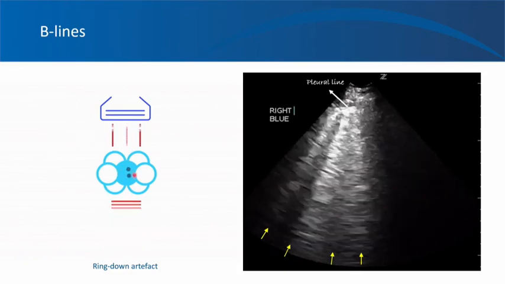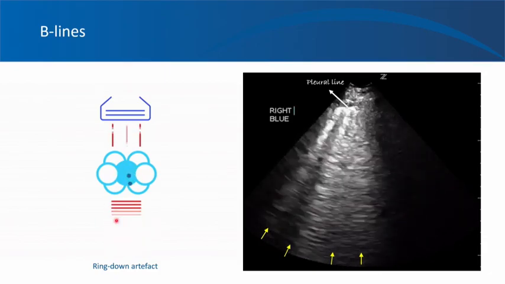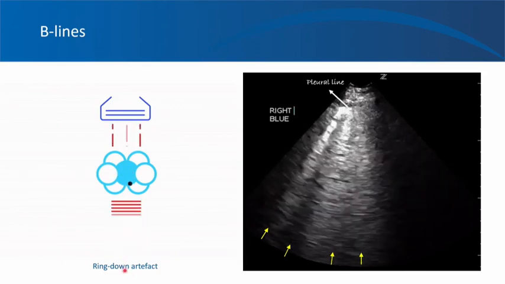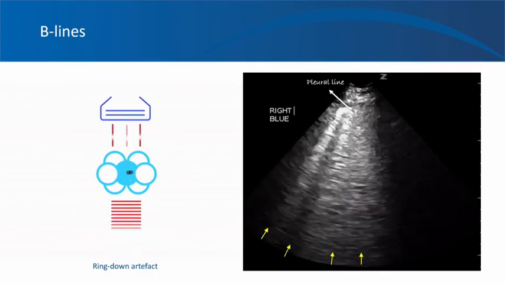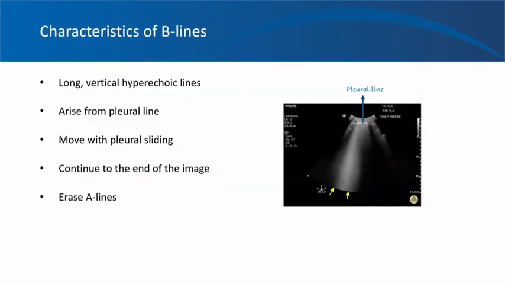When this happens in quick succession, you have multiple horizontal lines that are closely spaced, and when you look at it, it appears like a vertical line. So each of these vertical lines is a B line. So essentially B lines are a form of ring down artifact. So what are the characteristics of B lines?